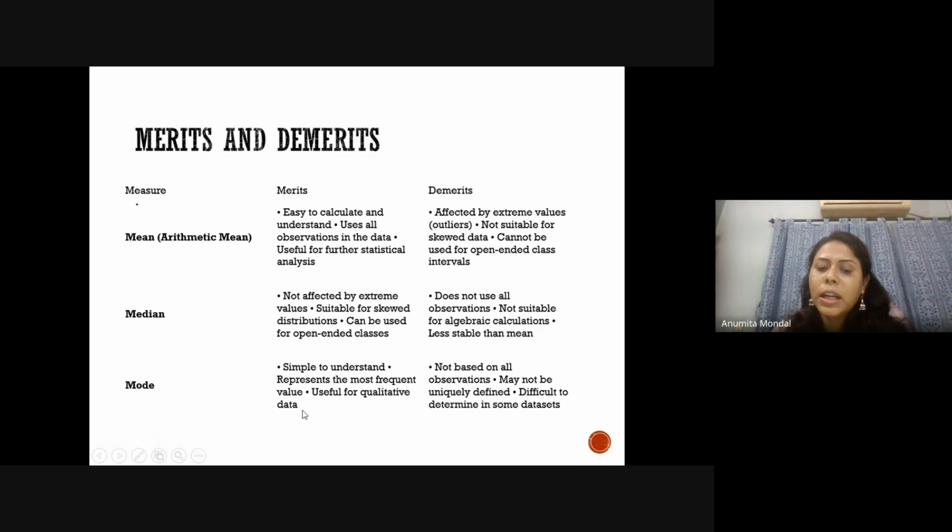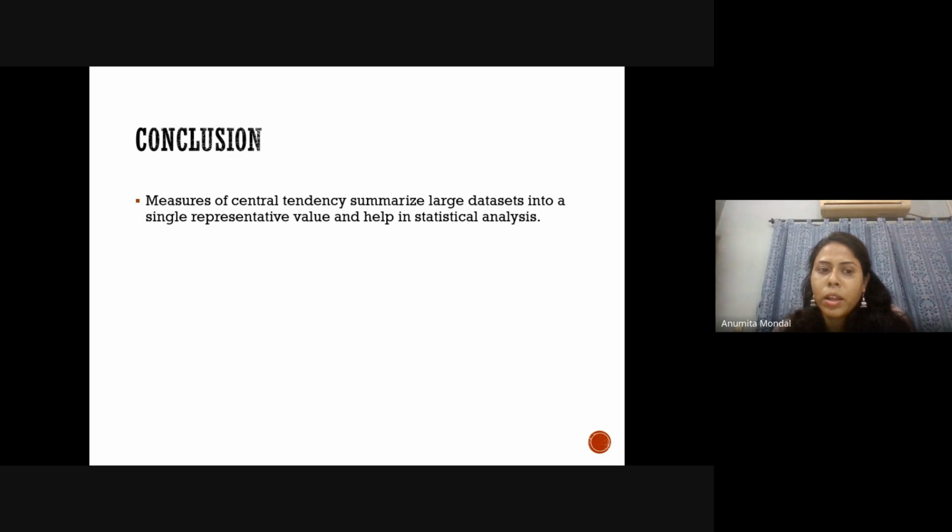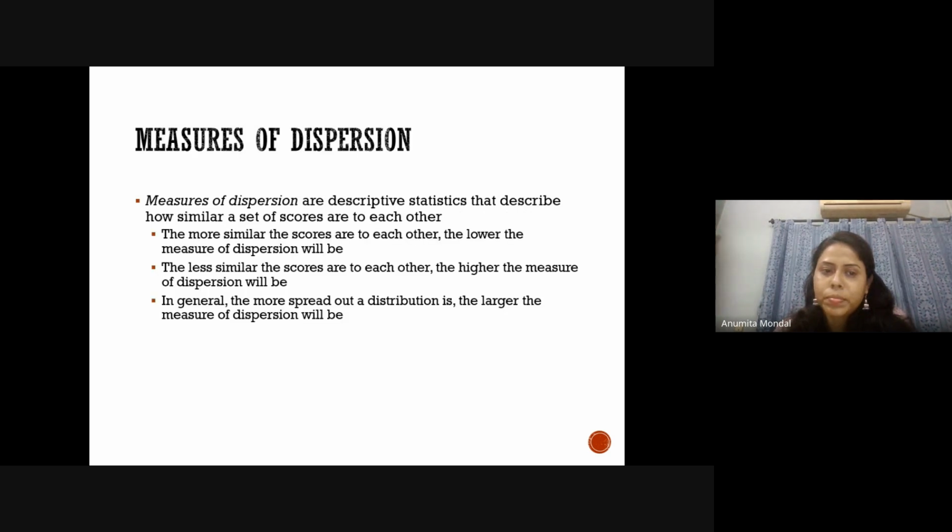And the last one is the mode. It is simple to understand, represents the most frequent value, and is useful for qualitative data. It is not based on all observations, like the median, may not be uniquely defined, and is difficult to determine in some datasets. Next is the conclusion. Measures of central tendency summarize a large dataset into a single representative value and help the statistical analysis for further analysis.